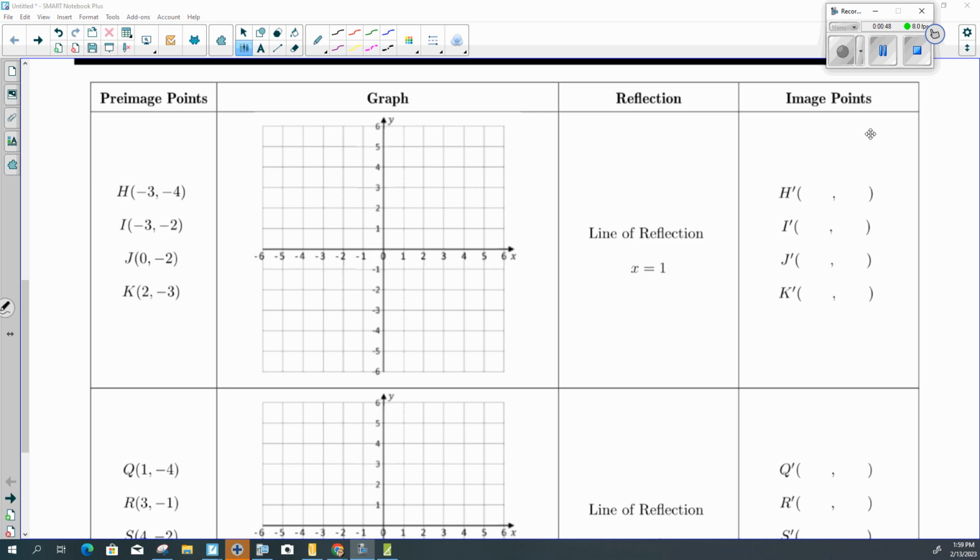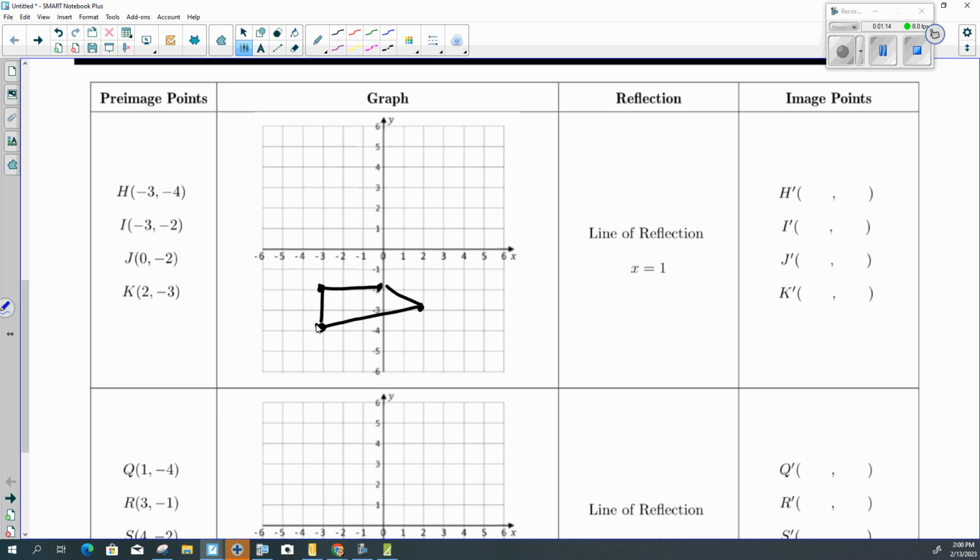Okay, I'm going to graph mine. Hopefully yours looks the same as mine. H is -3, -4. I is -3, -2. 0, -2. Okay. Cody, what does it say the line of reflection is?